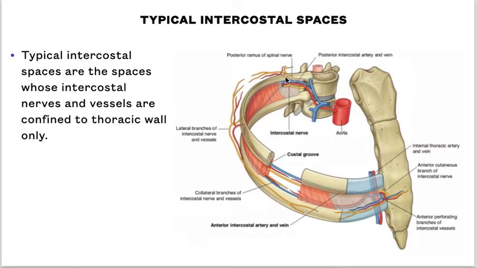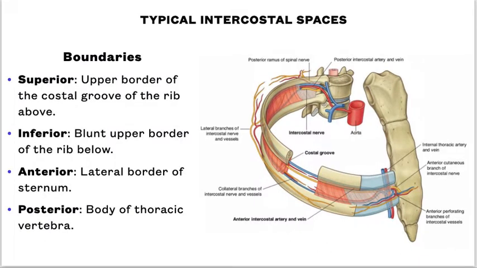A typical intercostal space: these are the spaces whose intercostal nerves and vessels are confined to the thoracic wall only. The boundaries of a typical intercostal space are, superiorly, the upper border of the costal groove of the rib above; inferiorly, the blunt upper border of the rib below; anteriorly, the lateral border of the sternum; and posteriorly, the body of the thoracic vertebra.